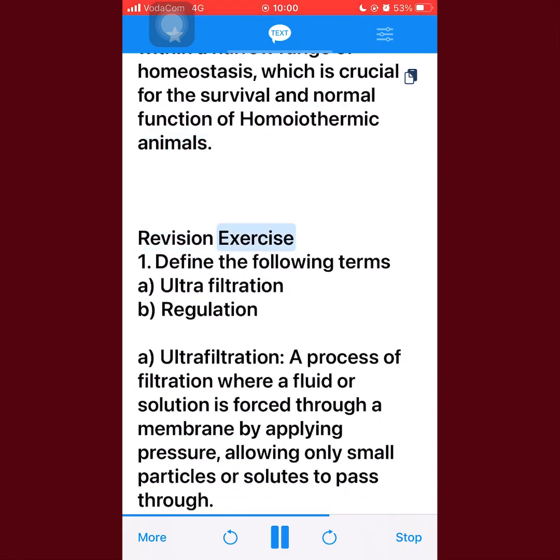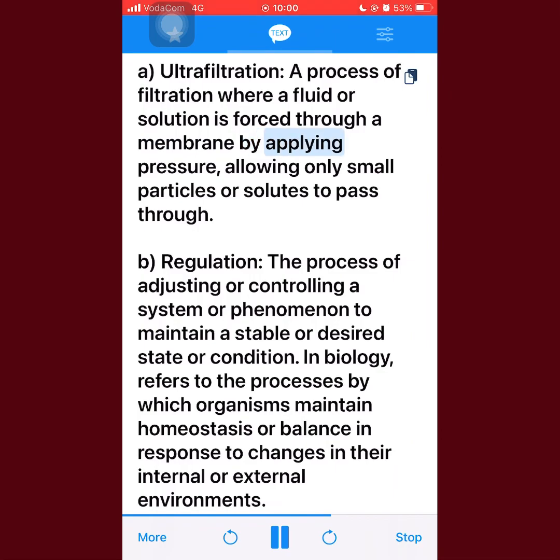Revision exercise. 1. Define the following terms. A. Ultrafiltration. B. Regulation. A. Ultrafiltration: a process of filtration where a fluid or solution is forced through a membrane by applying pressure, allowing only small particles or solutes to pass through. B.